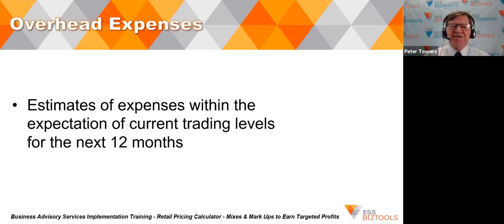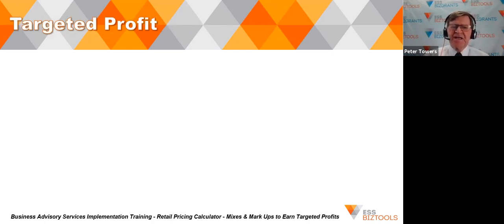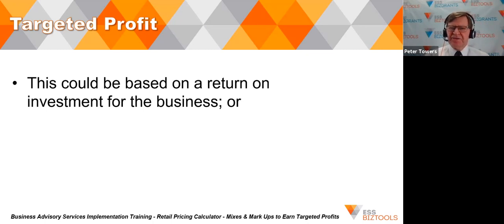The overhead expenses need to be calculated, and these could then be included in the budget. In fact, information out of this whole process could then be inserted into the predictive accounting reports for the business, looking to project what the budget will look like and what the resulting profit's going to be. What's the targeted profit?